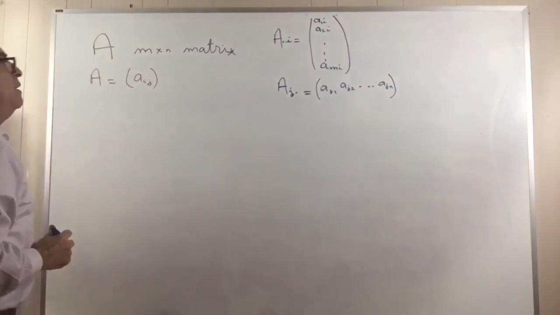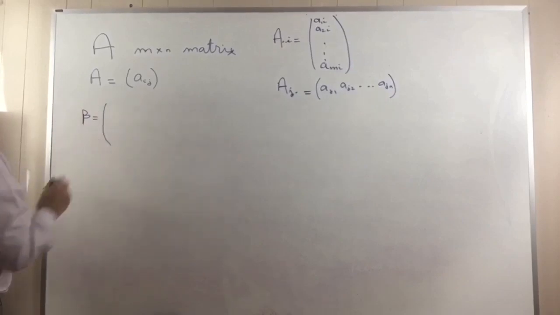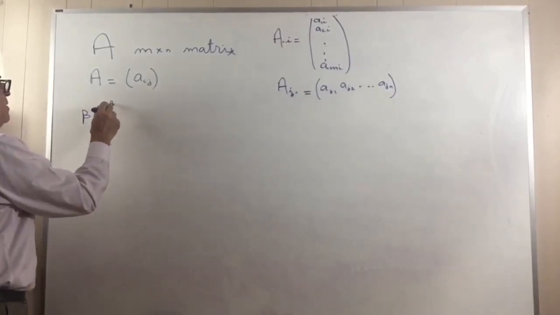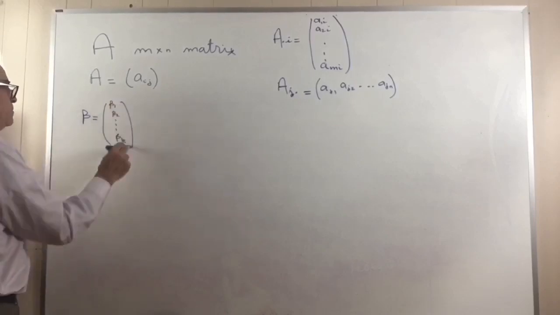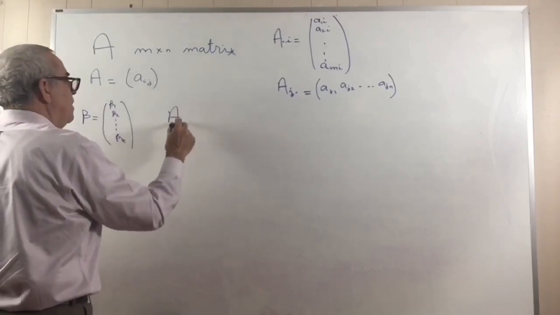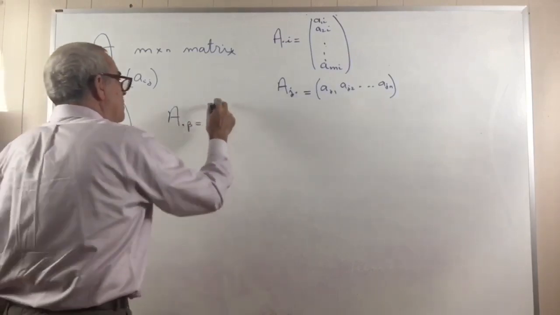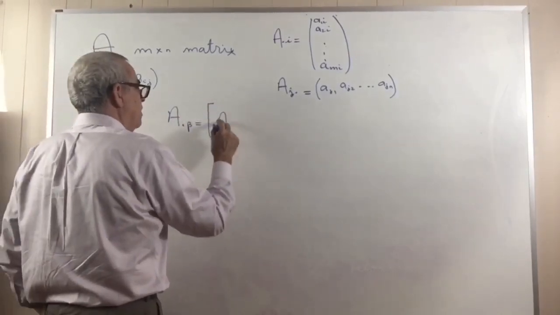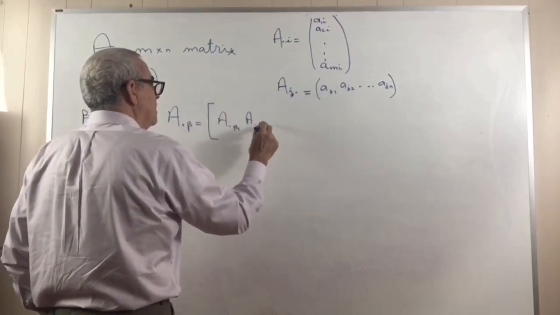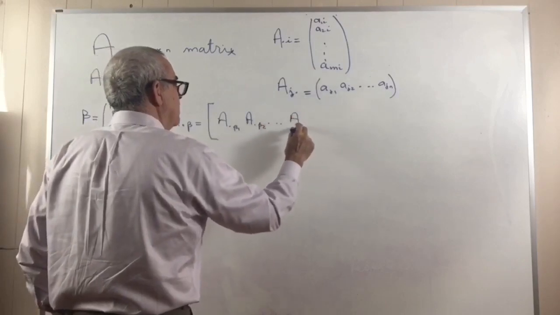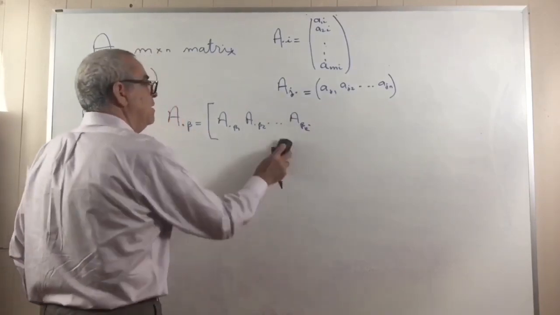Okay. Now, if we have a beta, an ordered set of indices, let's say beta_1, beta_2, etc., beta_k, then A_·beta is just a submatrix of A, where the columns are A_·beta_1, A_·beta_2, etc., A_·beta_k.